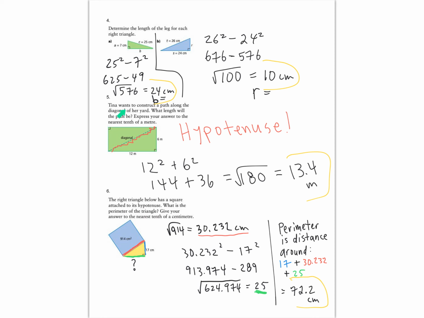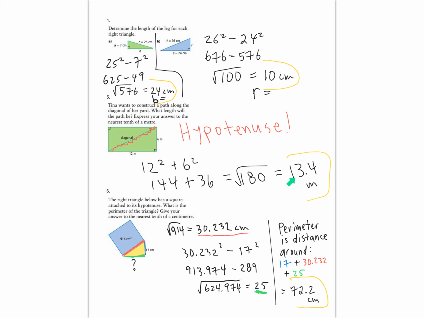Let's see here. Tina wants to construct a path along the diagonal, so from this corner to this corner. That, of course, is the hypotenuse of this triangle. What length will it be? 12 squared plus 36 squared. 144 plus 36 is 180. And when we find the square root of it, we don't get a nice number, but that's okay. Express your answer to the nearest tenth.